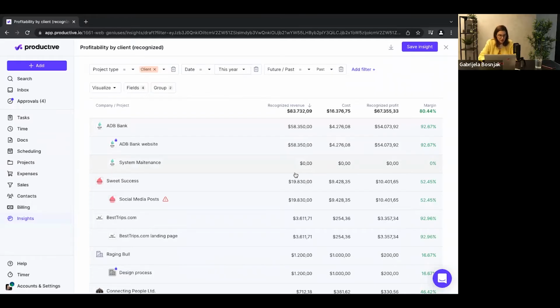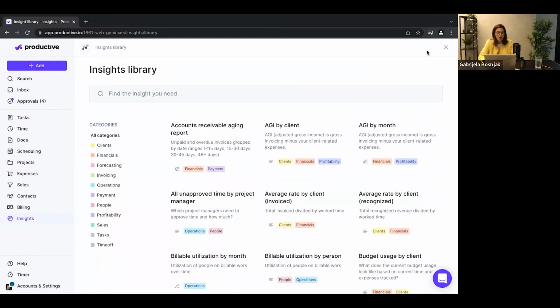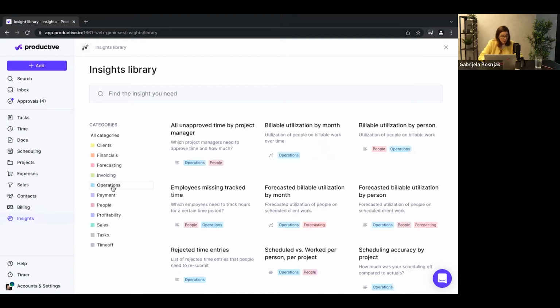Another category which is key for any agency is definitely utilization, right? The more billable work your agency is doing, the more revenue you're going to have. So ultimately, you really need to steer that utilization to make sure everyone is bringing in enough revenue. So I'm going to look into the operations category.